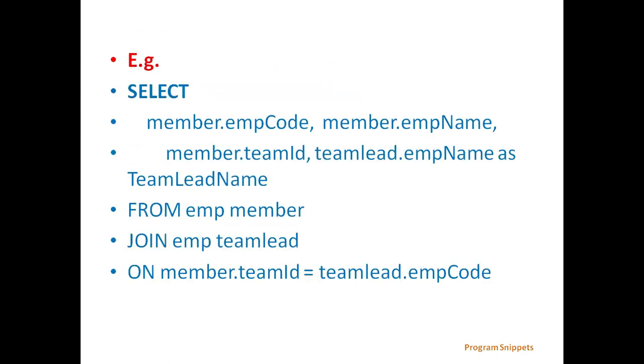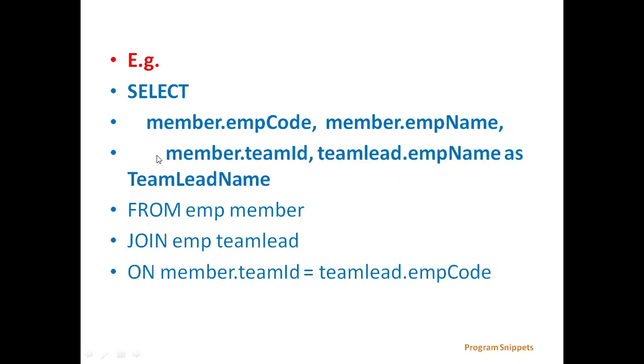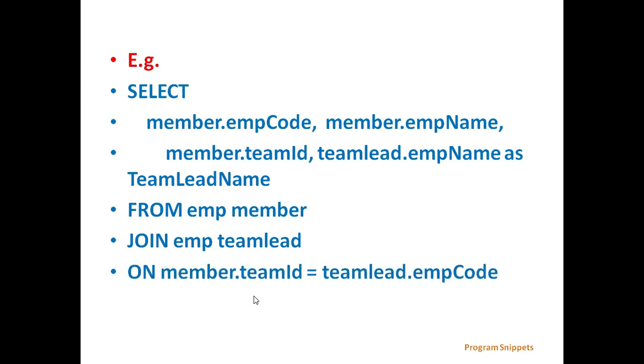For example: select member.employee code, member.employee name, member.teamid and teamlead.employee name as teamlead name from employee with alias name member, and join employee with alias name teamlead on member.teamid equal to teamlead.emp code.